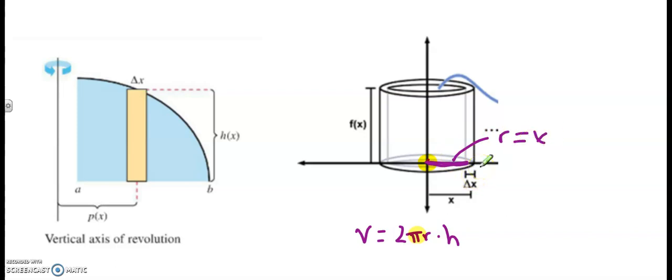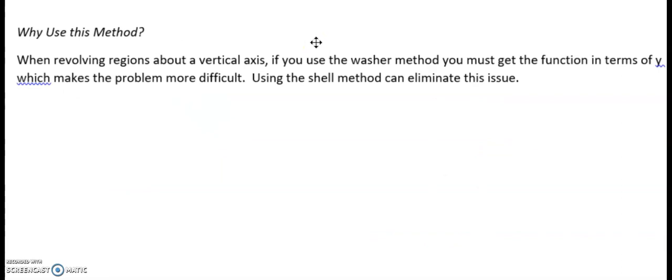And then the height of each shell, if you look at the height in this picture, often is just going to be your h of x, or f of x, whatever the value of that function is. So before we look into an example, why would I ever want to use the shell method rather than the disk or the washer method?